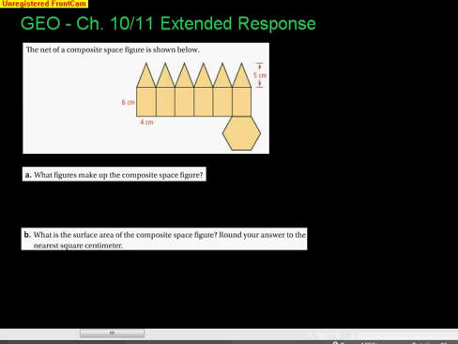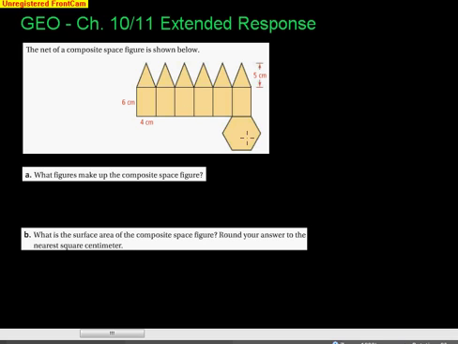Alright, so first here we have a net. And remember, a net is just a three-dimensional figure drawn in 2D. So you see that this net is called a composite space figure because there are multiple different types of polygons. So what figures make up the composite space figure? That's a pretty simple question.